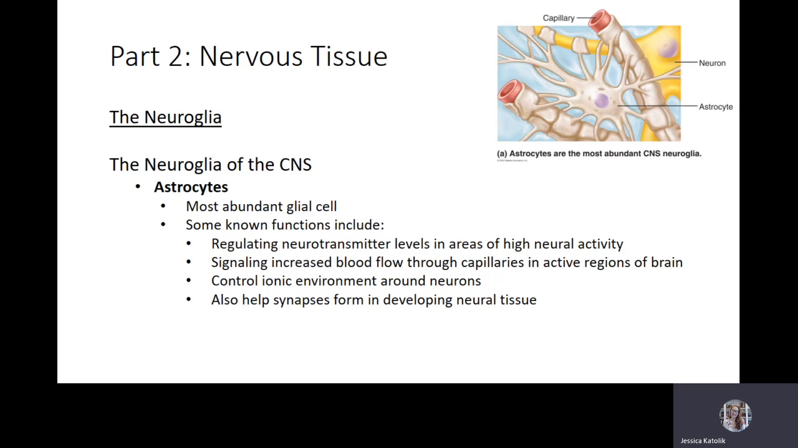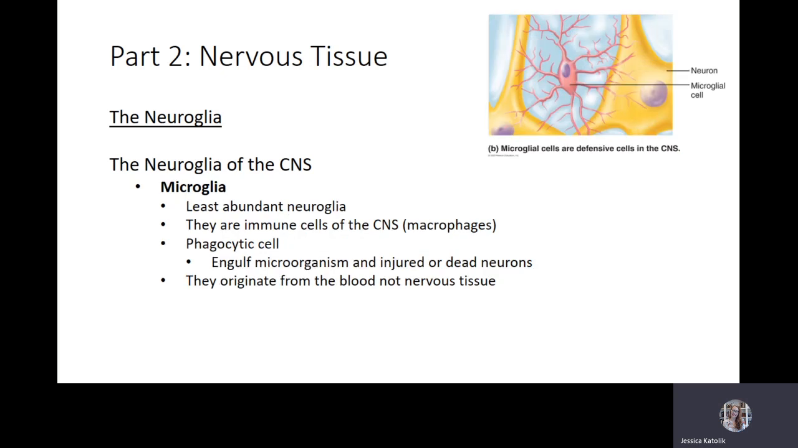We could spend an entire lecture on astrocytes and their functions. They're really amazing structures, and I kind of geek out about them. But what I would like you to know for this cell is that it is located in the central nervous system, it's the most abundant, and pick one of the known functions for the astrocytes to be able to know what it does. Okay, moving on from astrocytes, and now on to microglia.